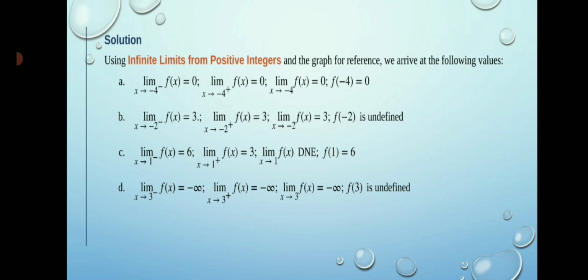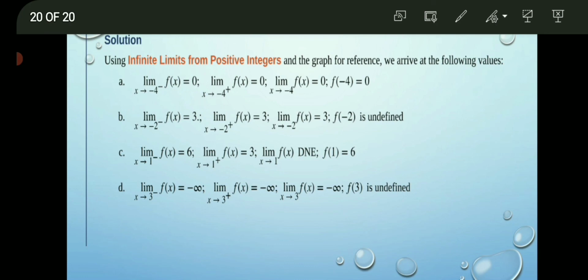Using the infinite limits from positive integers and the graph for reference, we arrive at the following values. So in letter A, we have 0. Letter B is undefined. In letter C, we have 6. And letter D is undefined.